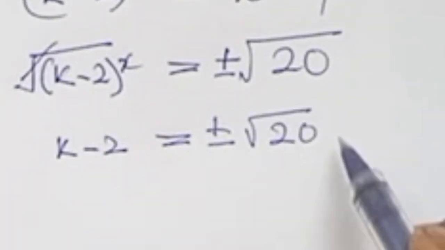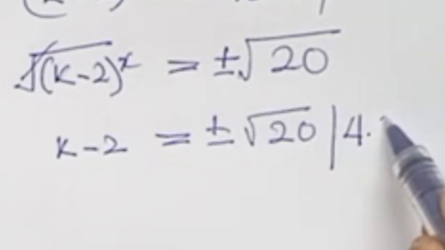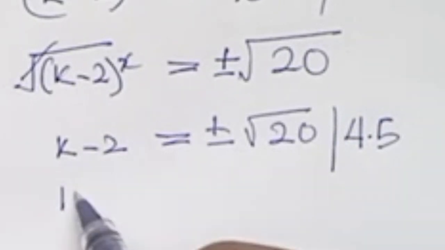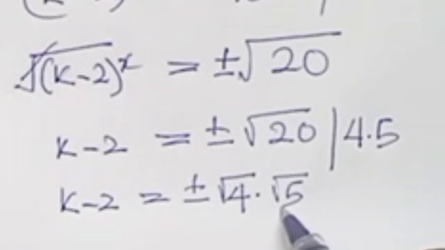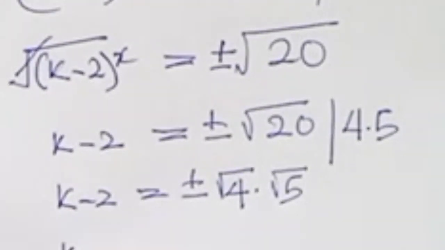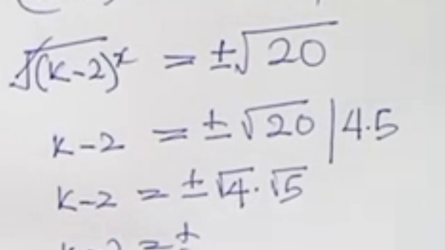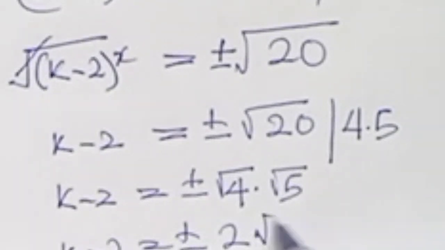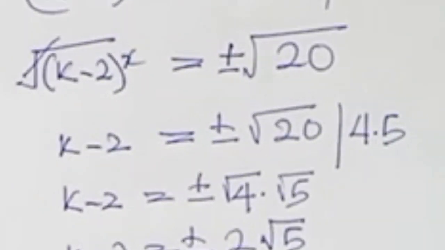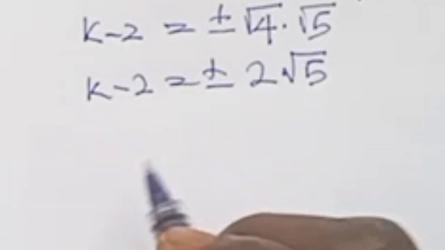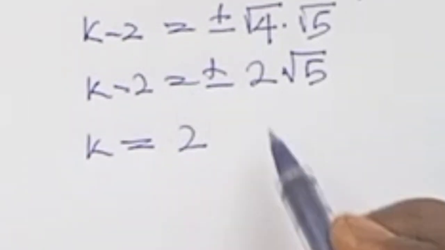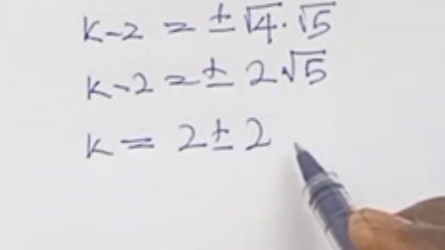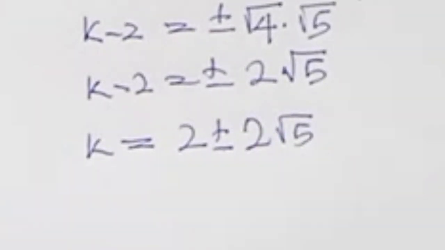But we can split 20 to be 4 times 5, so that k minus 2 is equal to plus or minus square root of 4 times square root of 5. K minus 2 is equal to plus or minus 2 times square root of 5. And finally, k can be equal to 2 plus or minus 2 square root of 5.